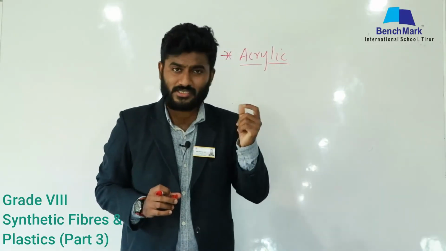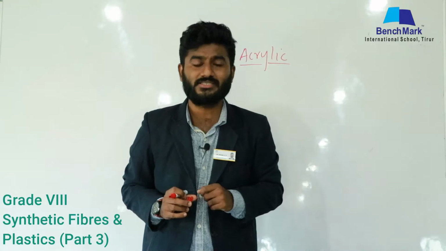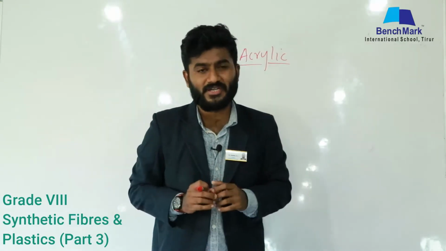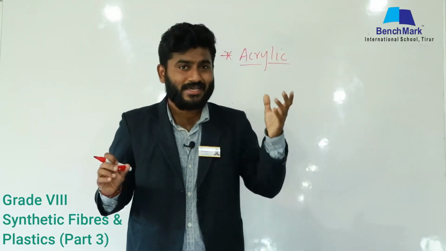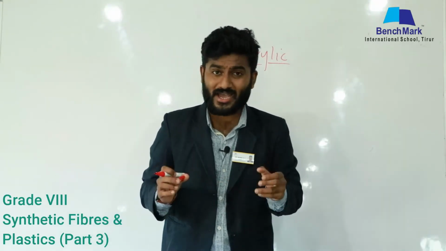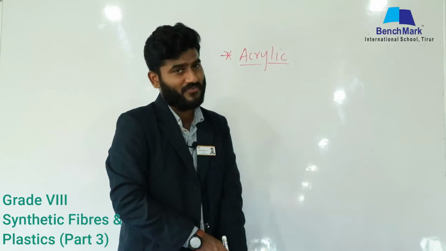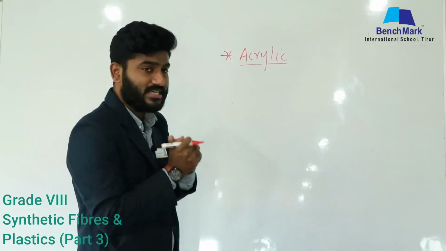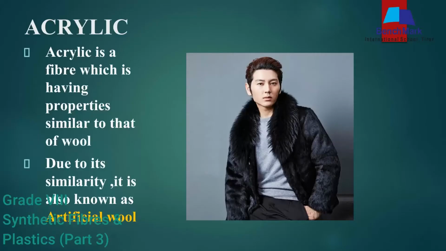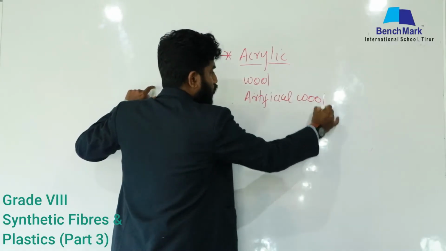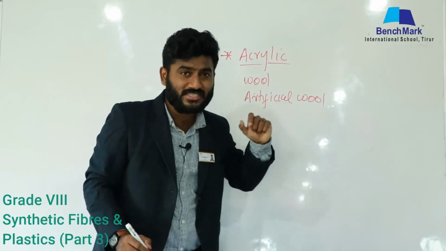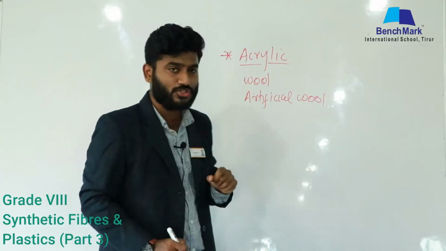Rayon is also known as artificial silk. Why? Because its properties were similar to silk. That is why rayon is known as artificial silk. Now, acrylic. What is the speciality of acrylic? Its properties are similar to wool. That is why it is known as artificial wool. So which synthetic fiber is known as artificial wool?